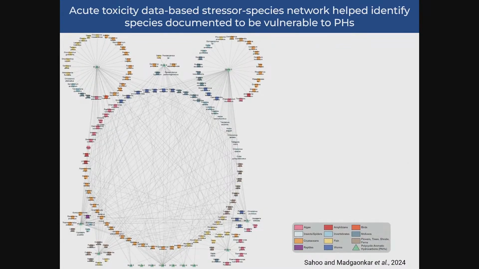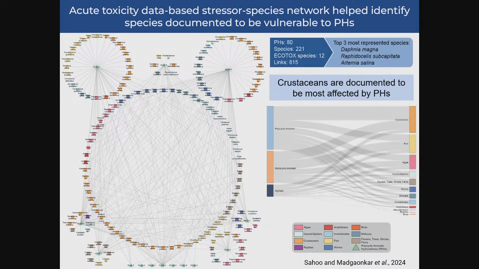So that was the qualitative part. Now how do we quantify the risks associated with these petroleum hydrocarbons? In order to do that, we extracted data from ECOTOX. Specifically, we extracted acute toxicity data, which is short-term data, as well as bioaccumulation data in the form of bioconcentration factor. And we constructed a chemical and species network, and we find that for the acute toxicity case, 80 petroleum hydrocarbons are linked to 221 species, and if we summarize this network, we see that most of these chemicals are affecting crustaceans and fishes, as documented by the database.